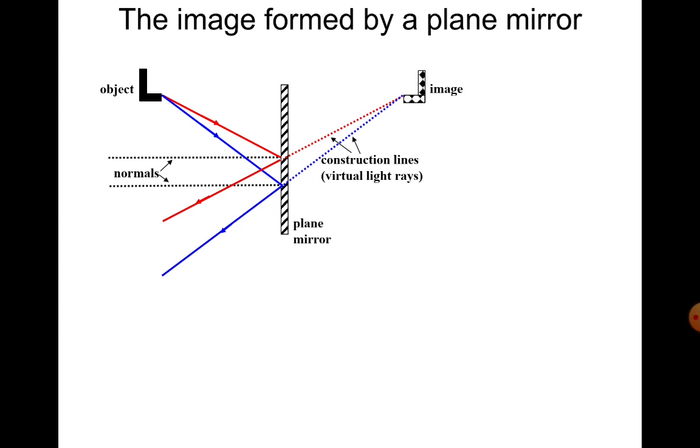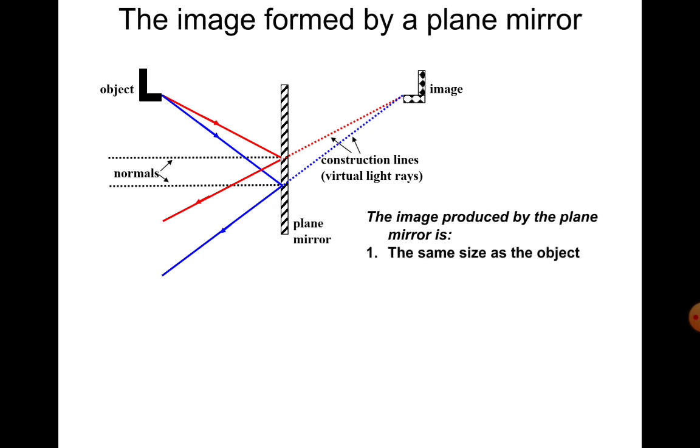What we actually see is an image. We call it a mirror image. We call this image virtual. What does the word virtual mean? Virtual means that you cannot project an image on a screen. Mirrors are a typical example of this.